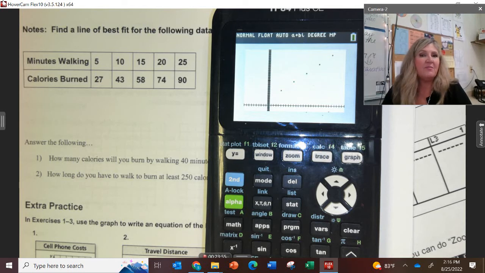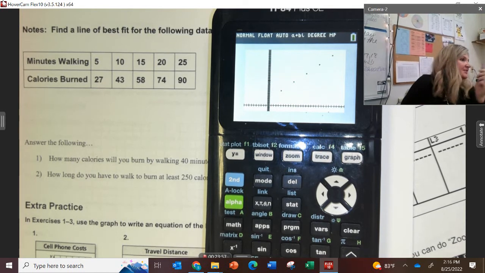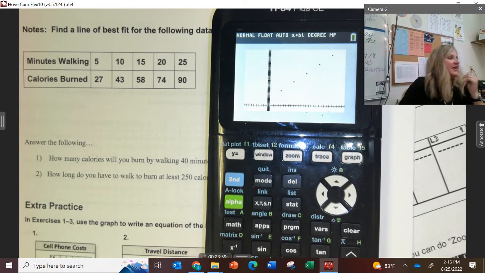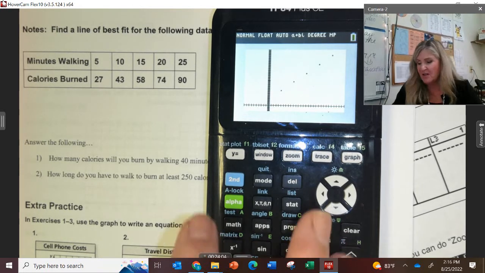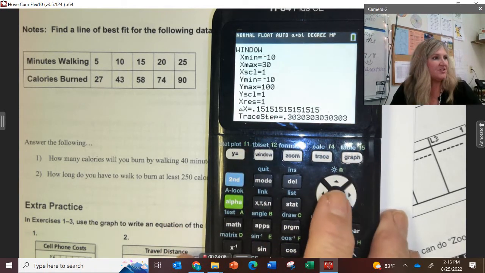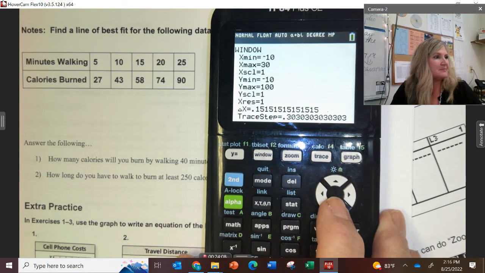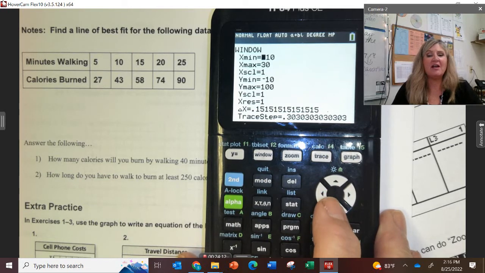Raise your hand if you need help. Okay, what's going on? You're not seeing your points still? Can somebody help right around her? See if you can help her. Go to window. Make sure she's got it set up right. If somebody around you needs help, help them out.